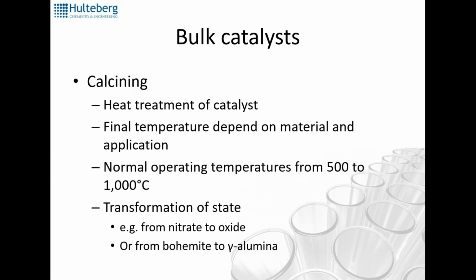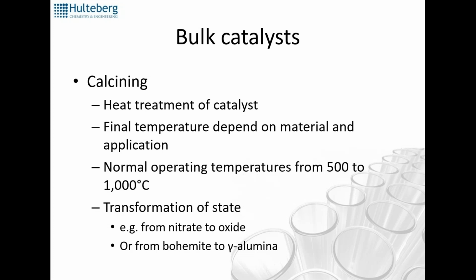Next thing that we have to do is calcination. Calcination is the heat treatment of the catalyst, and we see not only heat treatment but also a transformation of state. What final temperature you use depends strongly on material and application, but normally ranging from 500 to 1,000 degrees is quite normal. But of course you have outliers in the high end, 1,400 degrees for making alpha alumina. You have outliers in the other end, like ruthenium and copper, which want or need lower calcination temperatures to retain some of the surface.